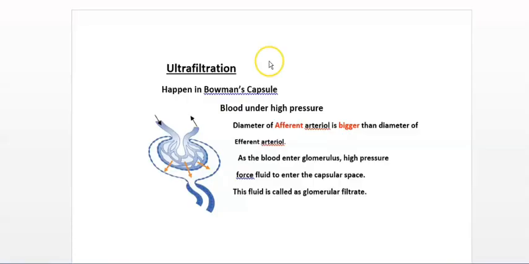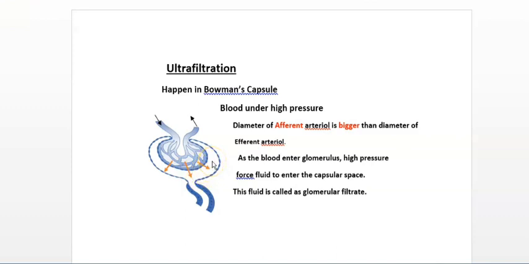Now we look at the ultrafiltration process first. This ultrafiltration process happens in Bowman's capsule. Blood under high pressure will enter the Bowman's capsule. The diameter of the afferent arteriole is bigger than the diameter of the efferent arteriole. As the blood enters the glomerulus, there is high pressure here, because the diameter here is bigger and here is smaller. The high pressure forces the fluid to enter the capsular space.